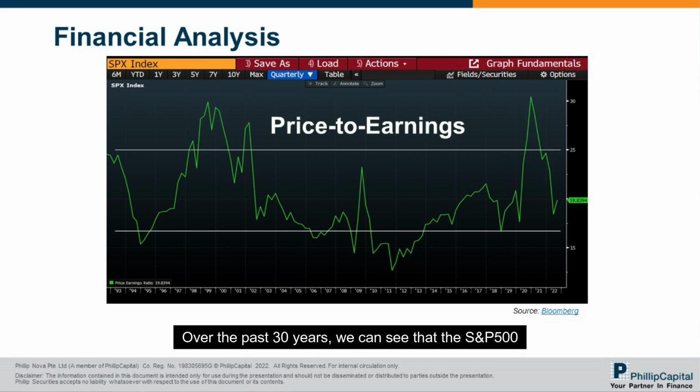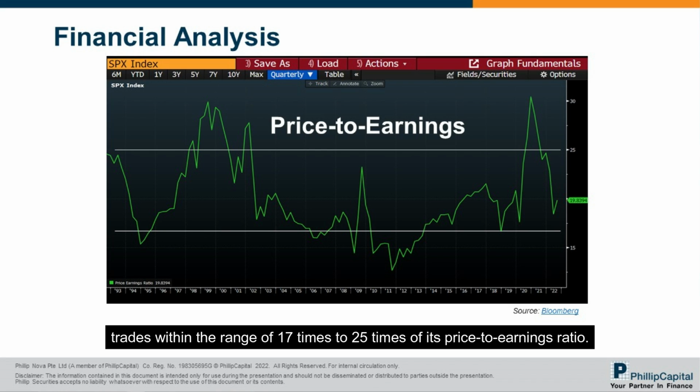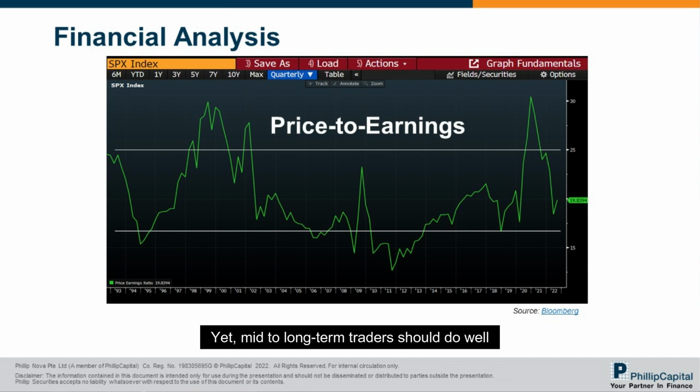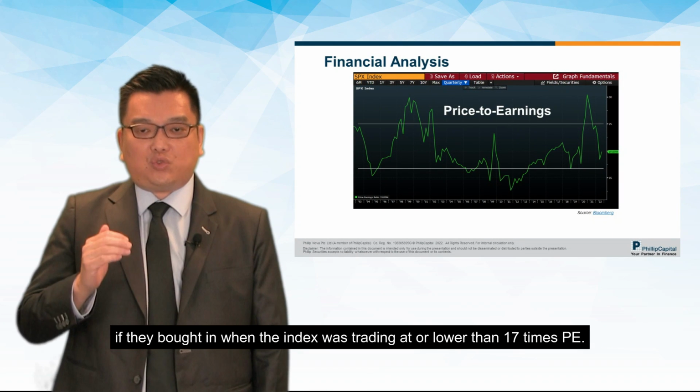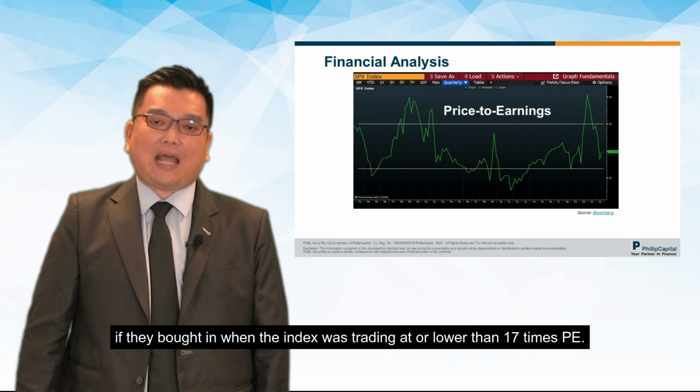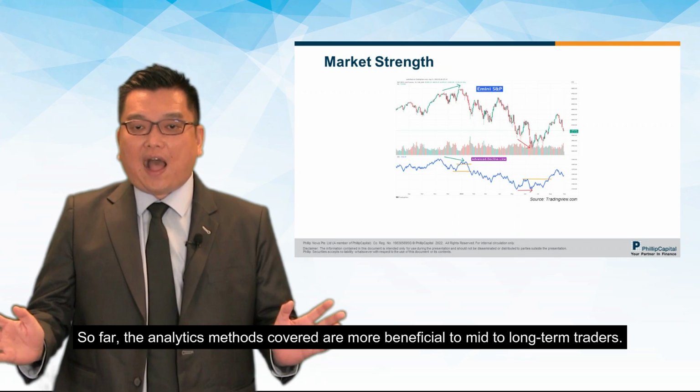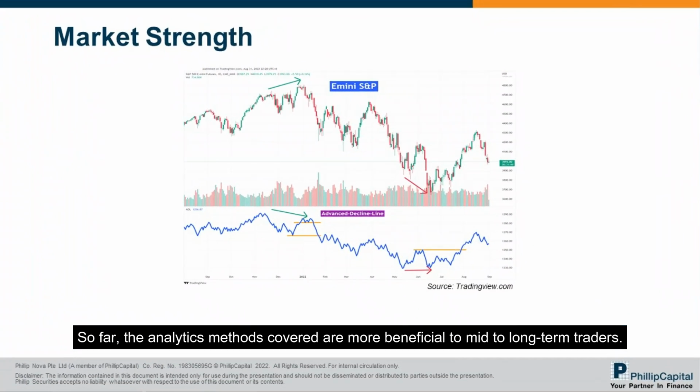Over the past 30 years, we can see that the S&P 500 trades within the range of 17 times to 25 times its price-earnings ratio. There are periods in which it traded much higher and lower than this range. Yet, mid to long-term traders should do well if they bought in when the index was trading at or lower than 17 times PE. So far, the analytics methods covered are more beneficial to mid to long-term traders.